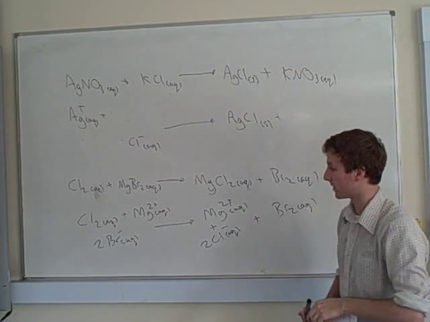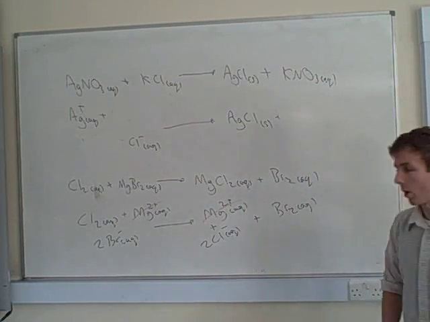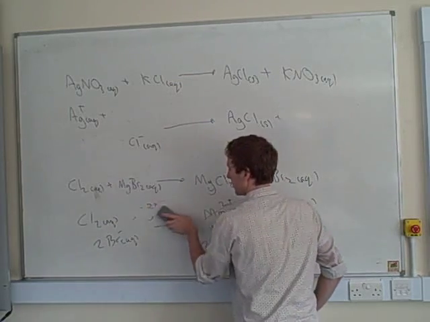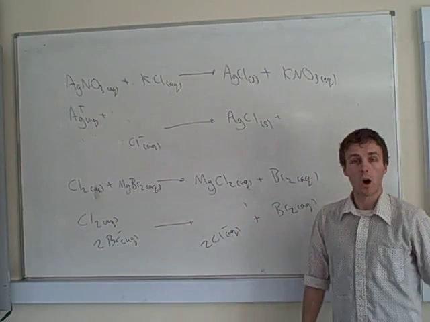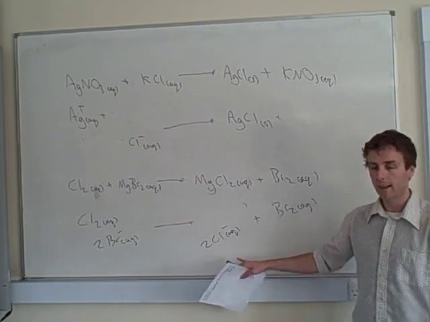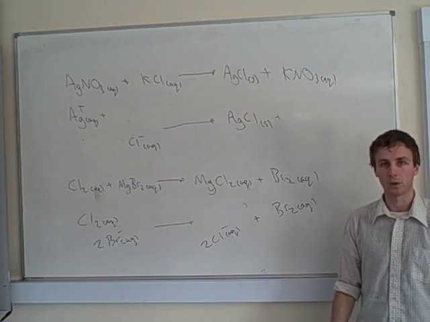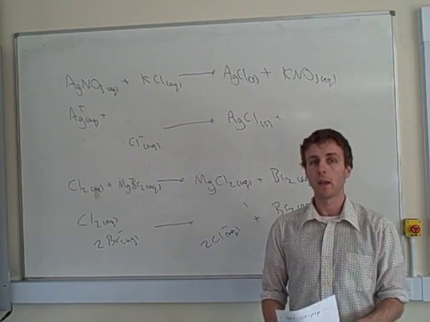Cancel out all the ones that are the same. Well, Mg with Mg, and that's actually all I've got which is the same. So what does that give us? It gives us an ionic equation of Cl2 plus 2Br minus goes to 2Cl minus and Br2. And that is how we convert a full equation into an ionic equation.